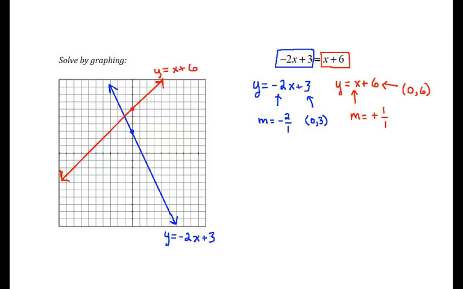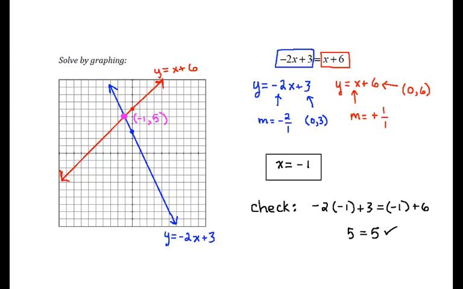So my intersection point is clearly this point right here. The coordinates of it are negative 1, 5, but my solution to the equation is only the x value. Remember that the meaning of the y coordinate of that intersection point is the value that both sides of the equation would take on in equilibrium.